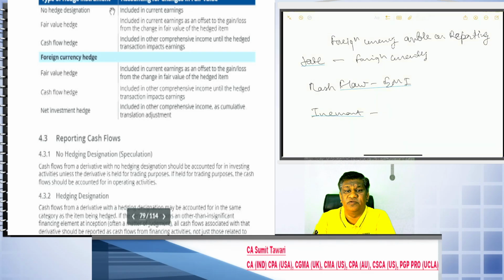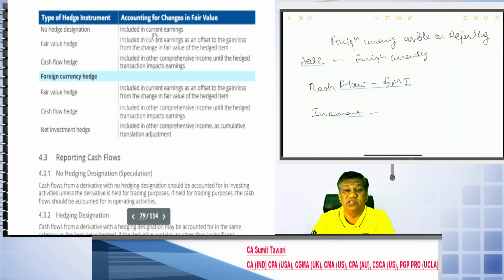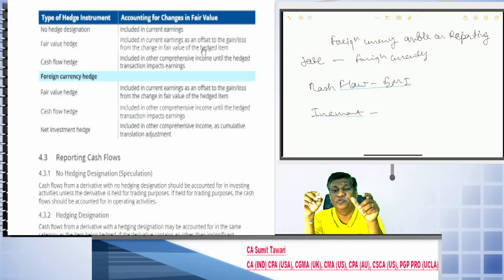Now, accounting for changes in fair value. No hedge designation: included in current earnings. Fair value hedge: included in current earnings as an offset to gain and loss from the change in the fair value of the hedged item. Like if I'm going to buy metal for my production processes, whatever may be the gain and loss of a corresponding futures contract, I need to adjust it. Cash flow hedge: included in other comprehensive income until the transaction impacts earnings, which means unless and until we close the transaction. So we need to recognize it in OCI.